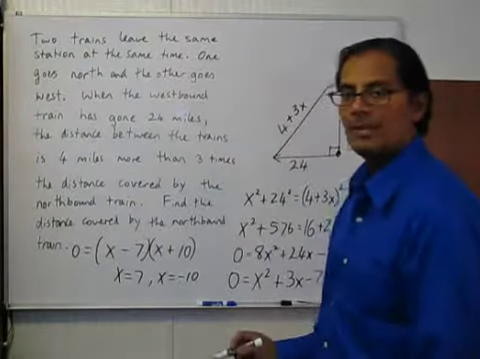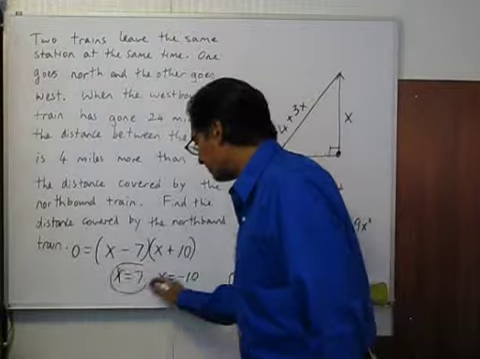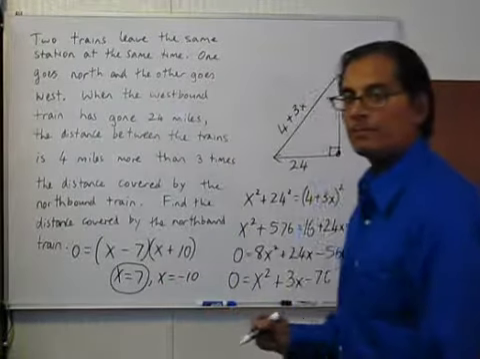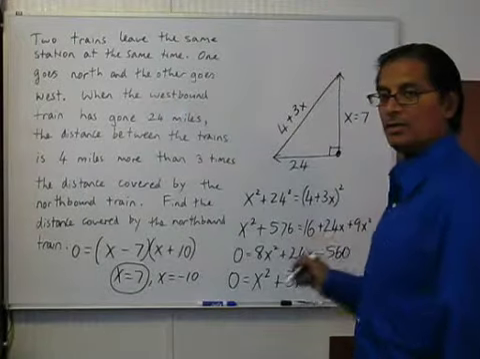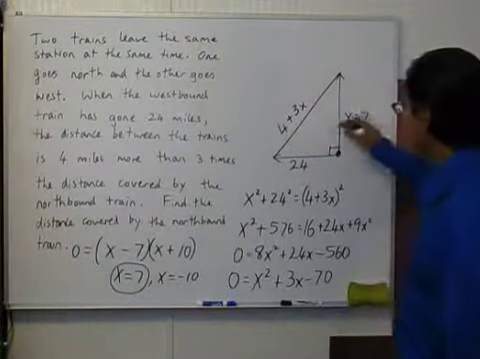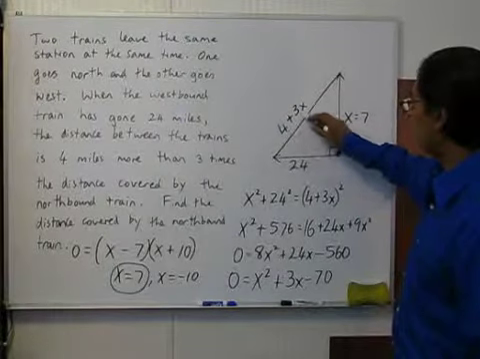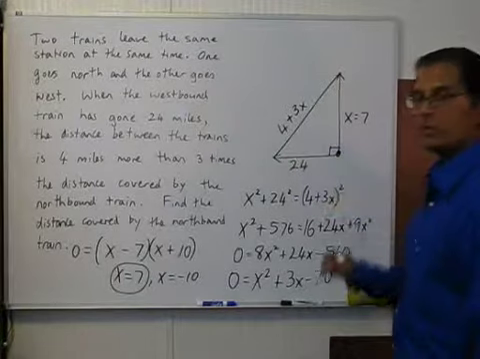Now, since we're talking about a distance, we choose the positive distance because it can't be negative. Therefore, x equals 7. 7 is the amount of miles that the northbound train travels. And if we check, we'll see that 4 plus 3 times 7, 4 plus 21 gives us 25 miles between the two trains.